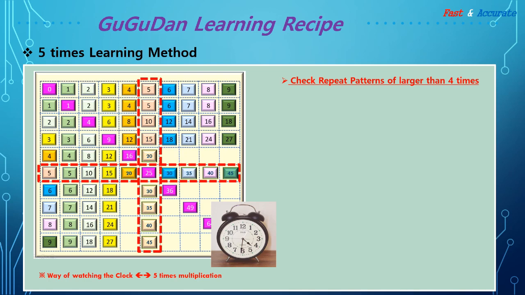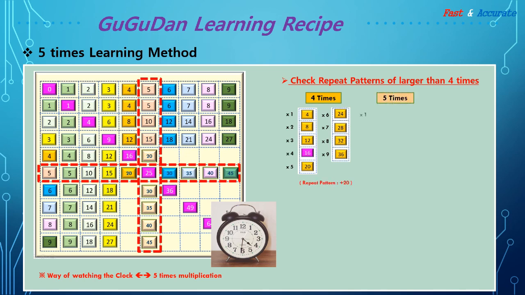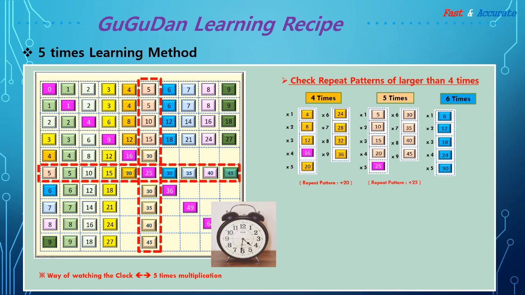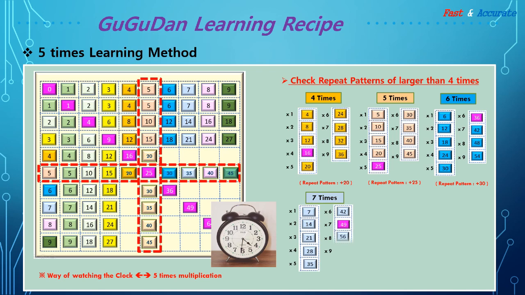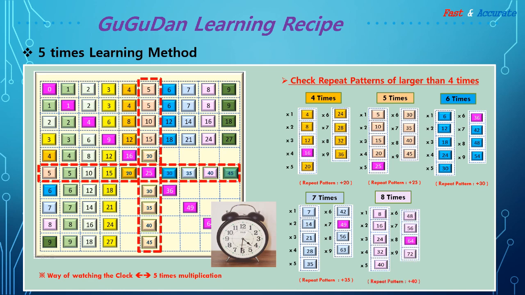learning method at all. You can see from the figure on the right side that the repeat pattern learned in the 2 and 3 times learning method is extended from 4 times to 9 times multiplication based on the multiplication value of 5 times, just as the repeat pattern of 2 and 3 times could be obtained by adding 10 and 15 for multiplication of multiplied by 6 or more respectively. The repeat pattern from 4 times to 9 times can be obtained by adding 20, 25, 30, and so on for multiplication of multiplied by 6 or more, as shown in the figure.